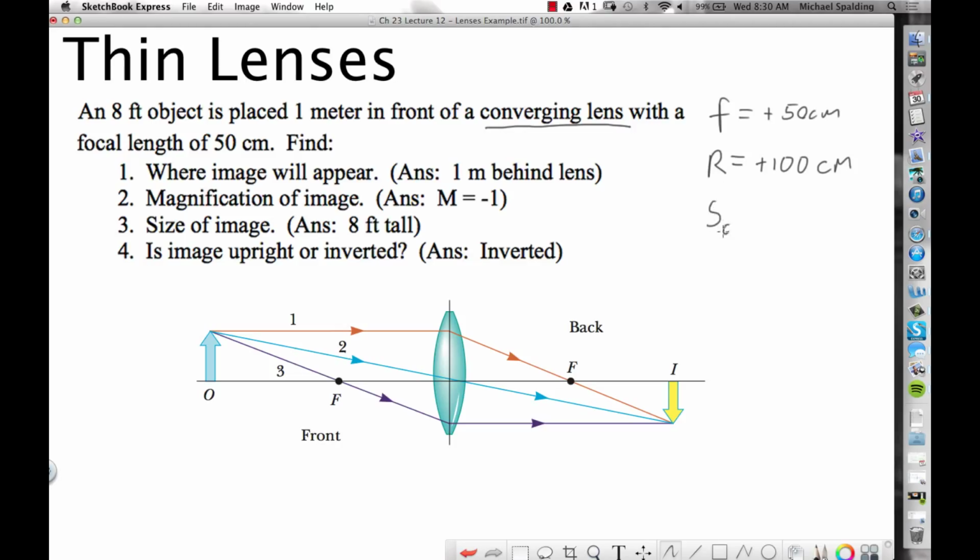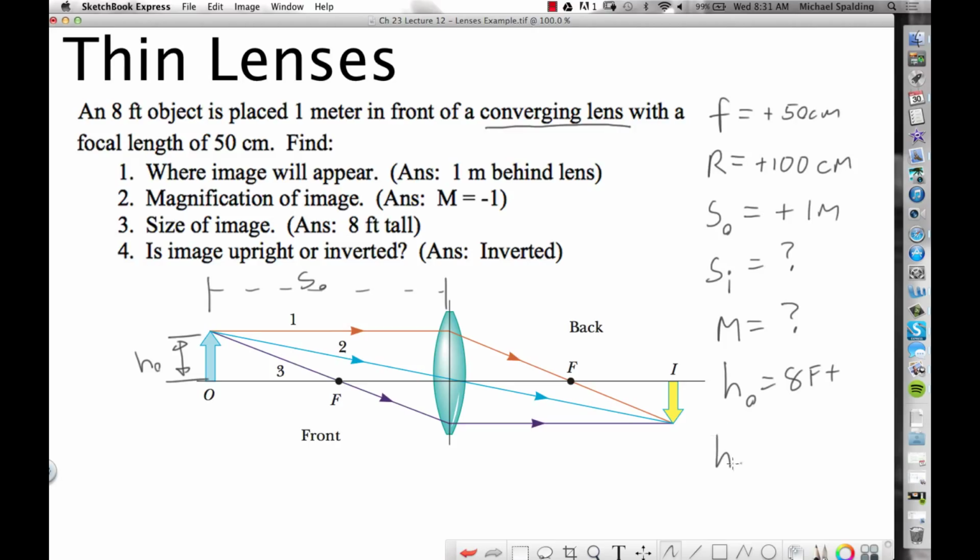All right, object distance. This is a diagram that would fit the situation. The object distance is the distance from the lens to the object. That's 1 meter, positive 1. Image distance is a question mark. Magnification is a question mark. Height of the object is 8 feet. HO, this height right here, is the height of the object. Height of the image is a question mark.